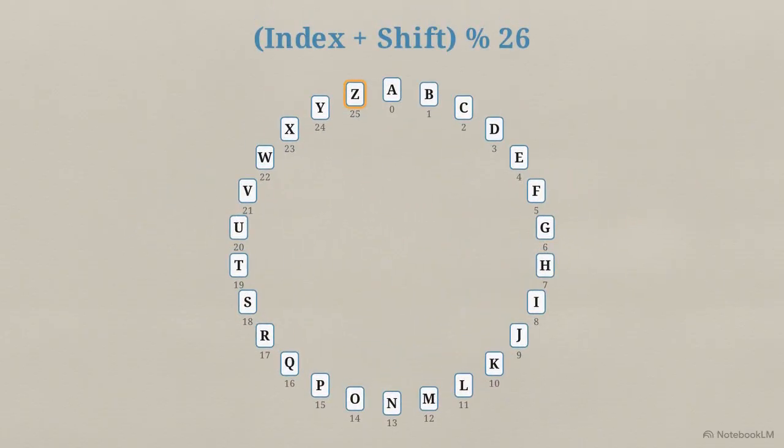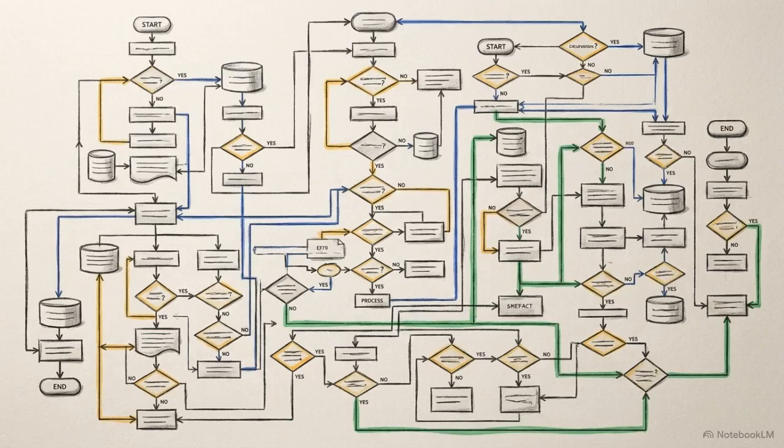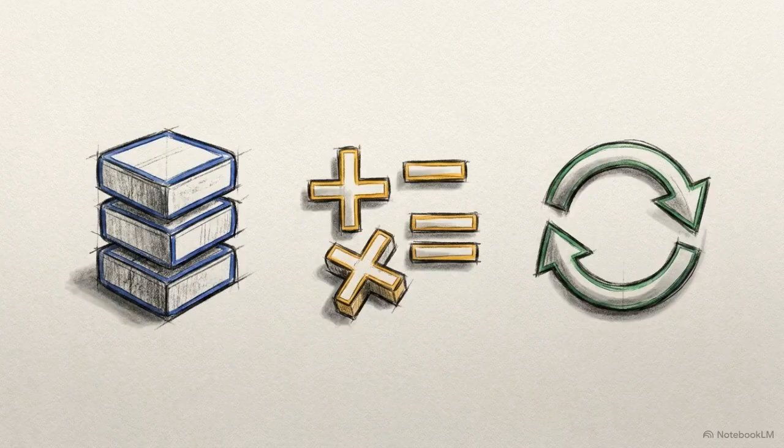You fix this using modulo math. By dividing the new index by 26 and taking the remainder, a shift that lands on 27 seamlessly wraps back around to index 1. Every algorithm, no matter how complex it seems on the surface, breaks down into these same basic components: data structures, math, and controlled loops.